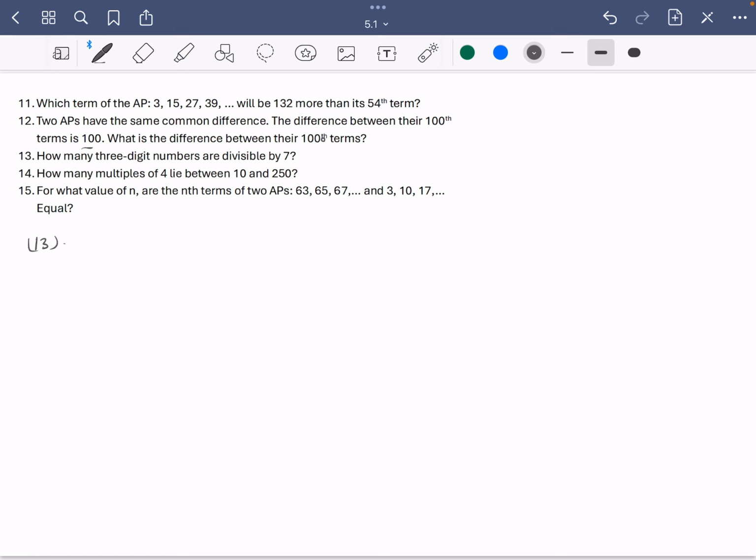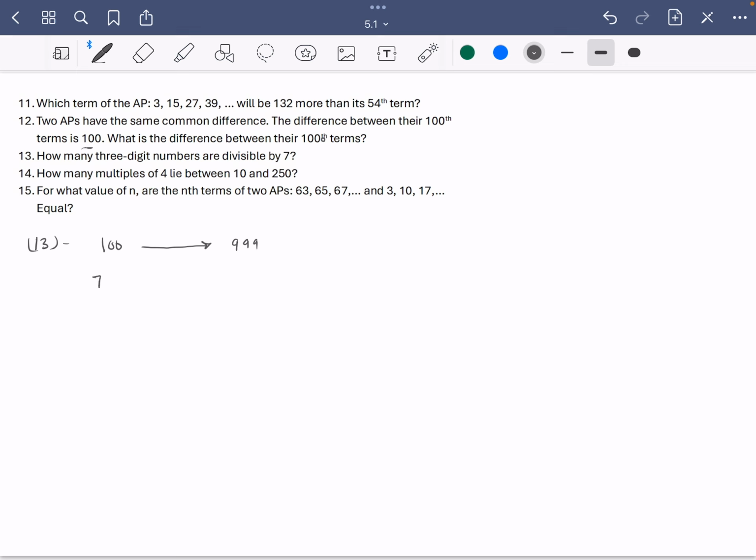Thirteenth question. How many three-digit numbers are divisible by 7? So three-digit numbers start at 100 and they end at 999. Now we have to find out what is the first number that is divisible by 7. First three-digit number divisible by 7, and the last three-digit number divisible by 7.